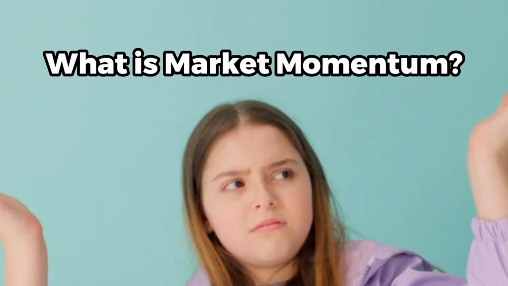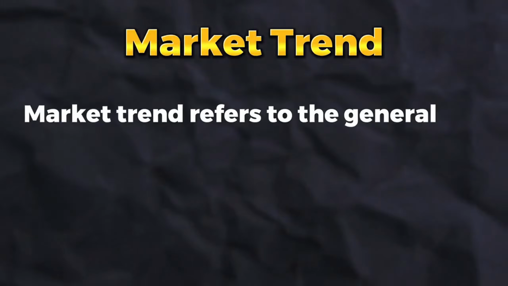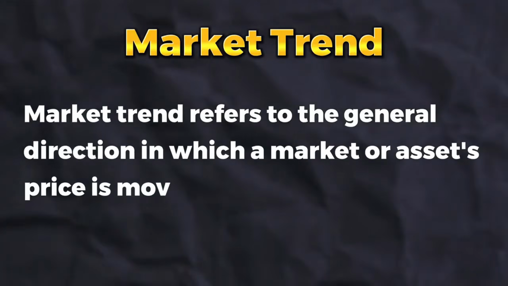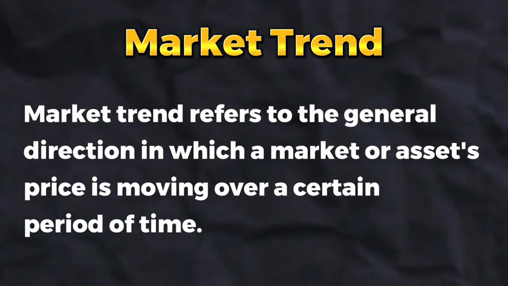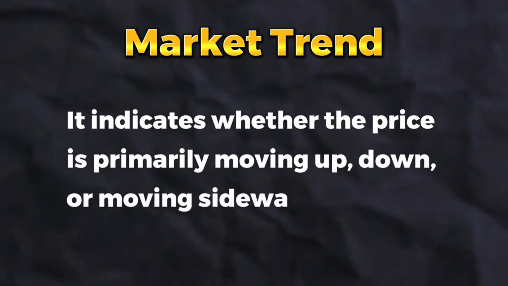Wait, I have questions. What is market momentum? What is the difference between market trends? Market trend refers to the general direction in which a market or asset's price is moving over a certain period of time. It indicates whether the price is primarily moving up, down, or moving sideways.